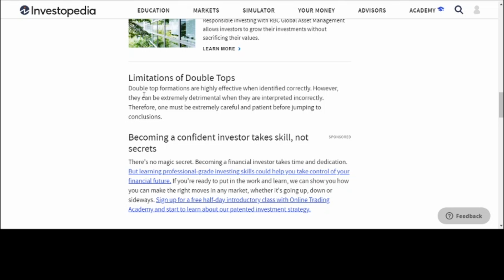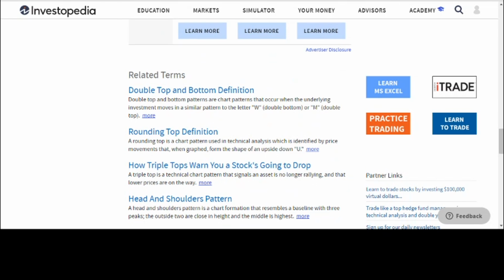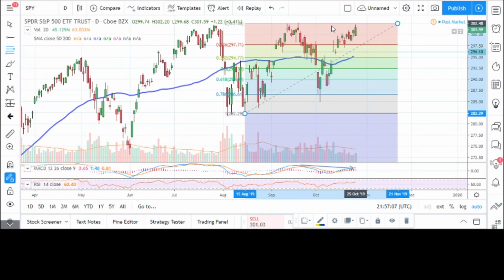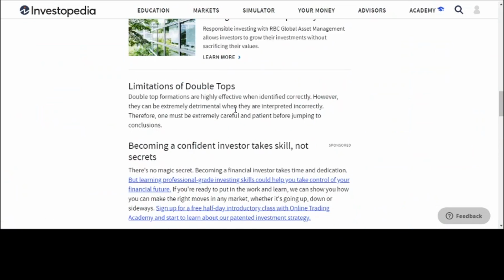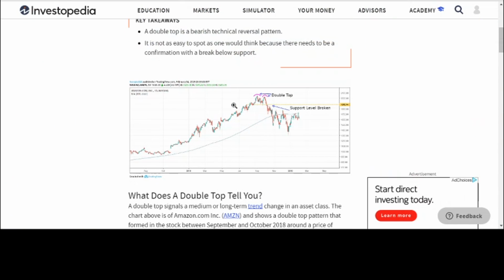Limitations of double top. Double top formations are highly effective when identified correctly. However, they can be extremely detrimental when they are interpreted incorrectly. Therefore, one must be extremely careful and patient before jumping to conclusions. So I suggest you guys should be entering in this area because we can actually see the support levels broken not once but several times. I am not sure if only one support needs to be broken or several supports can also be broken. So let's go and see. Okay, they have been broken several times.